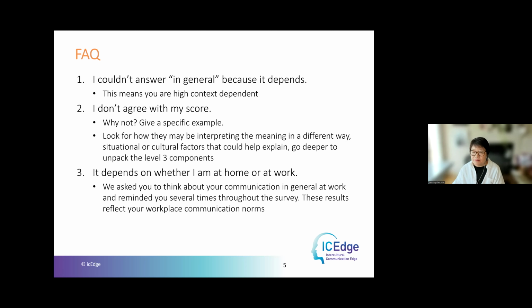It depends on whether I'm at work or at home. I don't know if you ever encountered this. This instrument itself is for work context only. We don't ask, but I did see some of you talking about the different communication style at home versus work, right? We have different communication styles, of course.